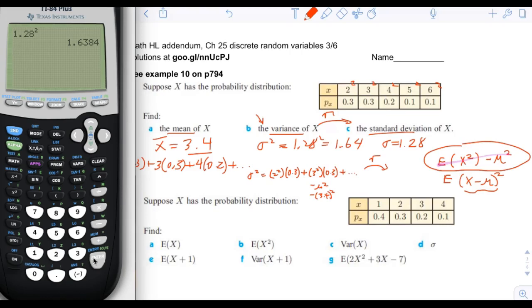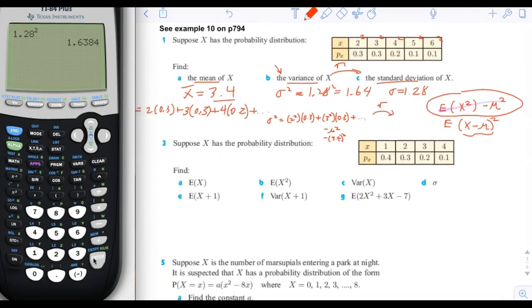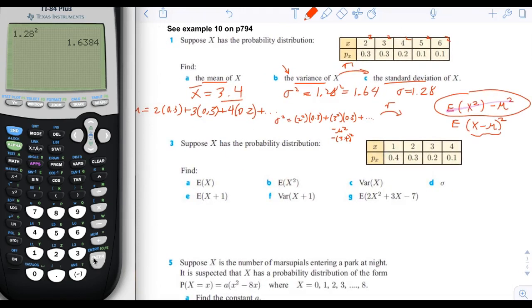Okay? All right. Number 3. Suppose x has the probability distribution as follows. Find the expected value of x, and so on. So now we're going to use some of the rules that we learned before about how to use the fact that we know the expected value of a number to find the expected value of the number plus 1, etc.